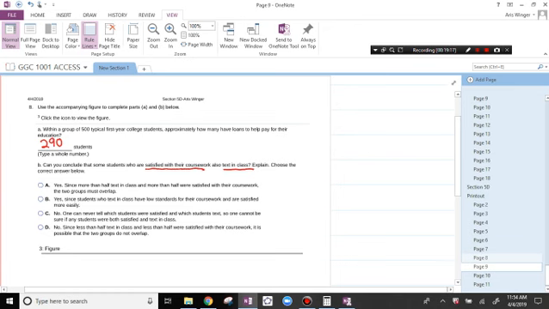So then, can you conclude that some students who are satisfied with the coursework also text in class? Yeah, so we'll say yes, since more than half text in class and more than half were satisfied with the coursework, the two groups have to overlap. So yeah, there are some people who do both.